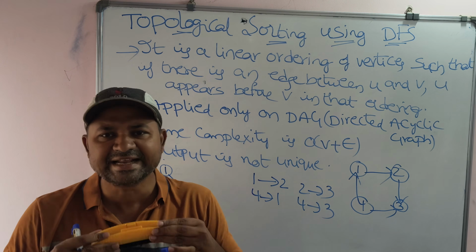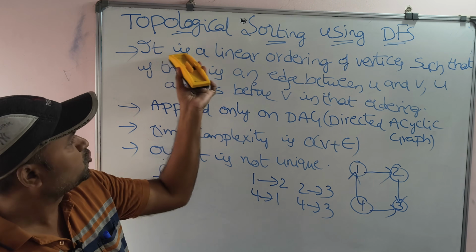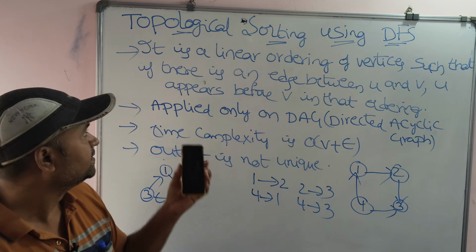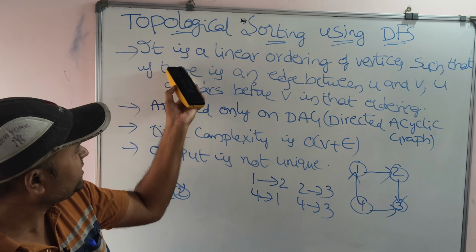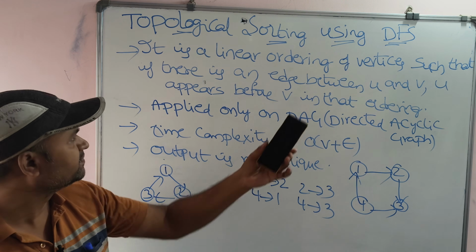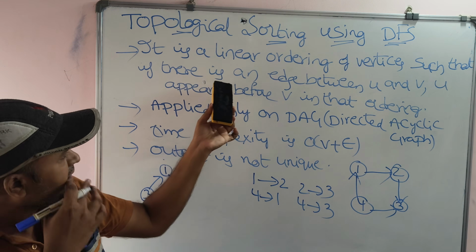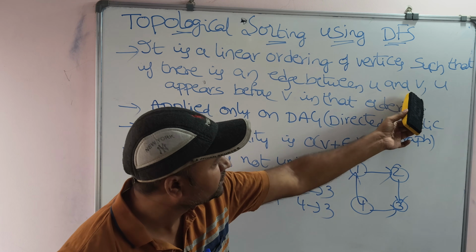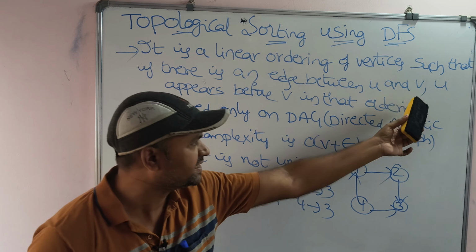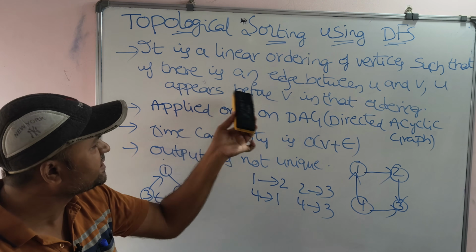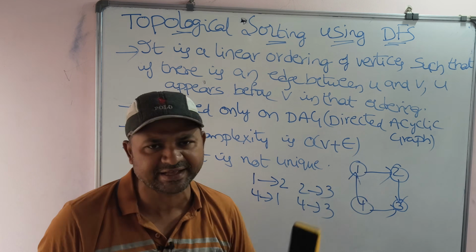Now let us discuss topological sorting using DFS. Topological sorting is a linear ordering of vertices such that if there is an edge between U and V, then we can say that U appears before V in that ordering.